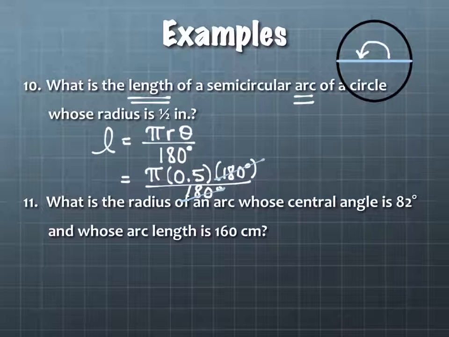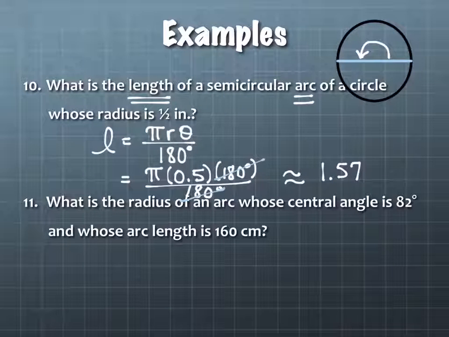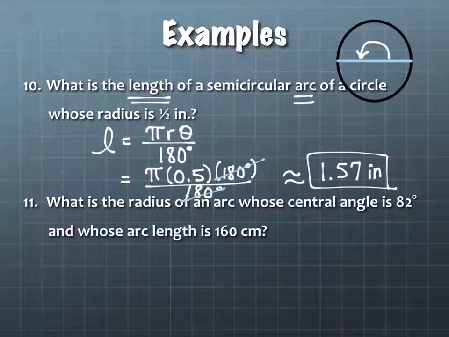That was friendly. So now we just have 0.5 times pi. And again, we're going to put our answer in decimals because most of what we're doing has practical applications. And if you go telling somebody that the length is 0.5 pi, they're going to look at you like you lost your marbles, right? They're going to be like, what do you mean? So what is this with decimal representation? 1.57, and units would be inches. You got it. 1.57 inches. Last one says, what is the radius of an arc whose central angle is 82 degrees and whose arc length is 160 centimeters?